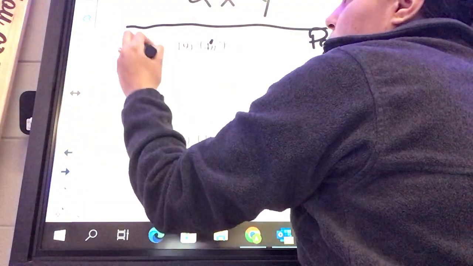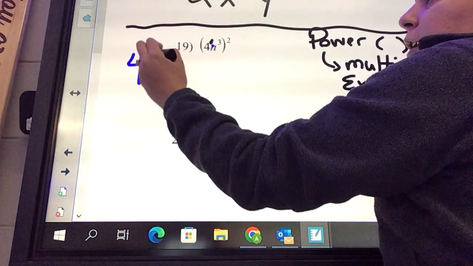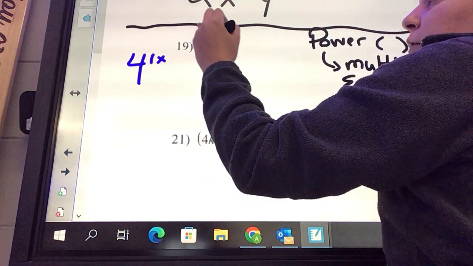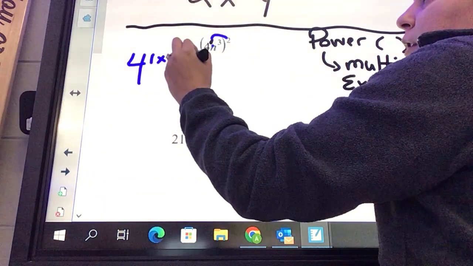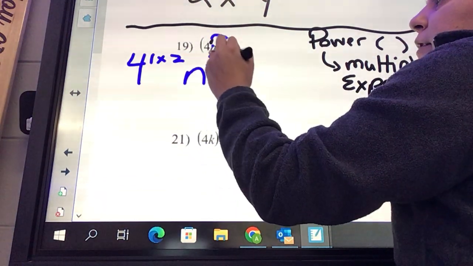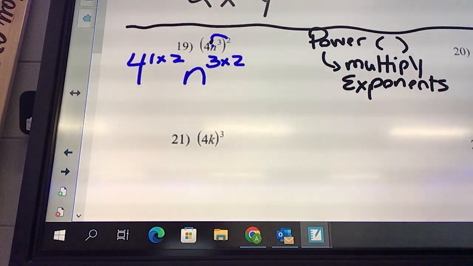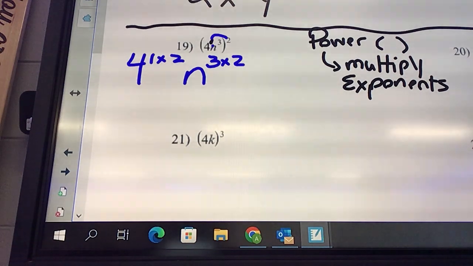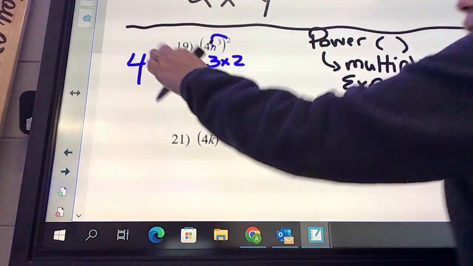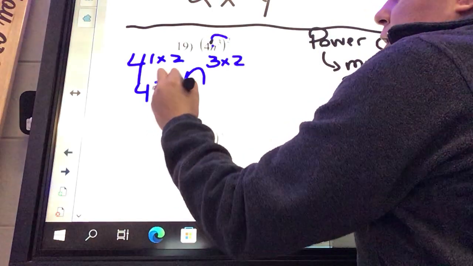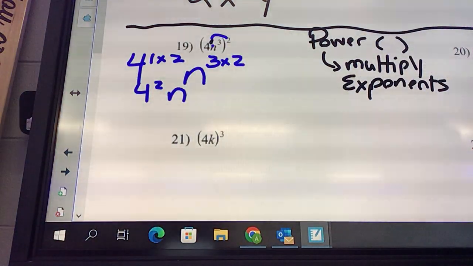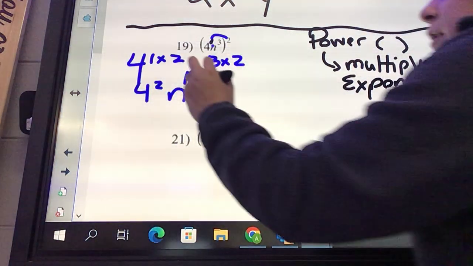Okay, we say 4 to the, because it has a 1, we're going to say 1 times whatever's the power on the outside, so 2. And to the 3 times 2. Okay, you have to take that 2 to every little number, okay? Every exponent is going to get multiplied by that 2. Okay, so 1 times 2, it's going to be 2. And then you're going to get 3 times 2. It's going to be 6.